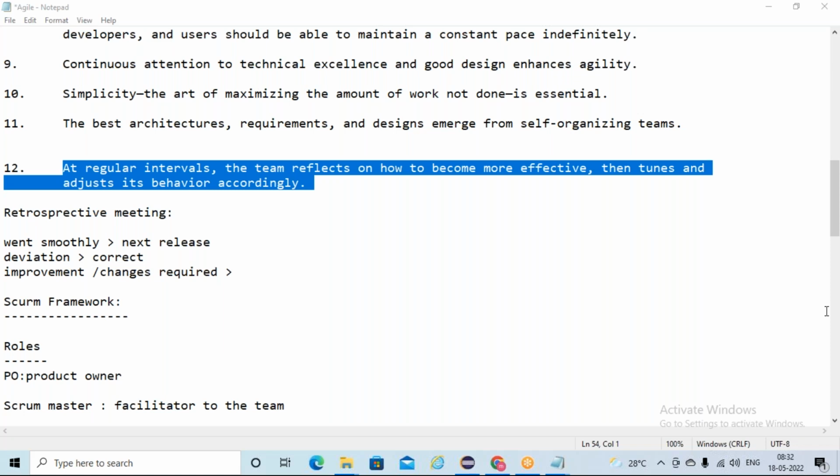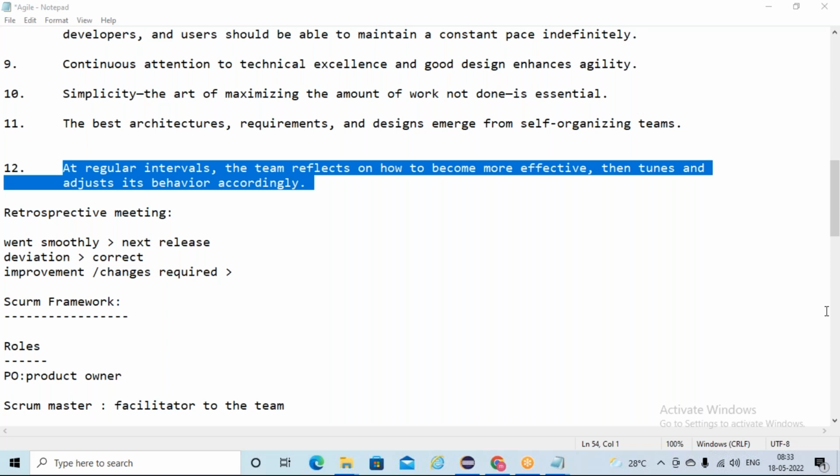In sprint one, did it go correctly over the three weeks, or did any deviations occur during the completion of sprint one? Are there any changes we need to make so that we can implement them in the coming project? That means you are tuning yourself up. Did it go smoothly, or were there deviations, or do you need some improvement in order to go to the next sprint?